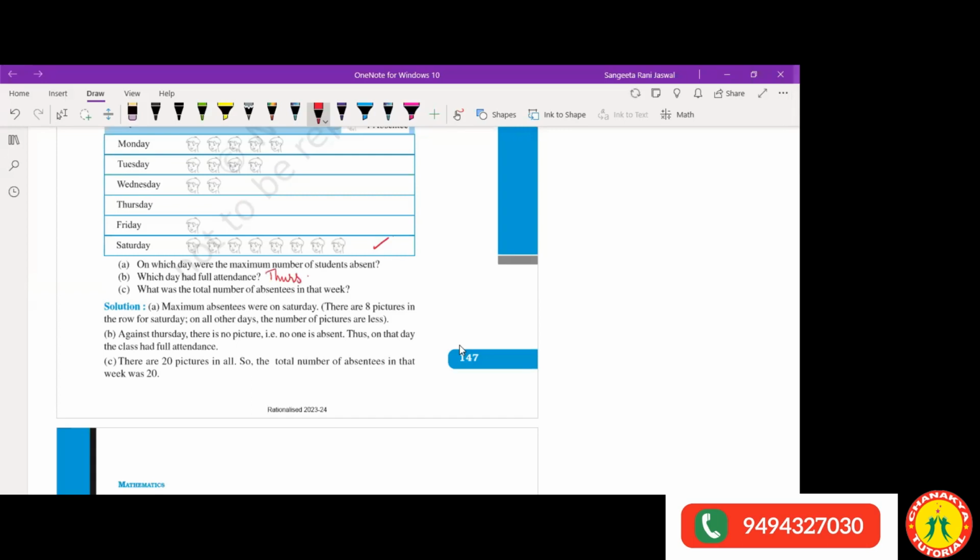What was the total number of absentees in that week? For the total number of absentees, what will you do? You will do the total of all the absentees. Monday 5, 4, 2, 0, 1, and 8. You just add them all. Whatever you get, that is your total number of absentees for the week. 21. Okay, so we total it and you get the answer.